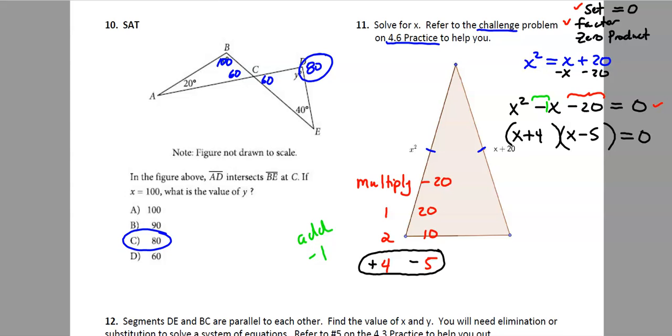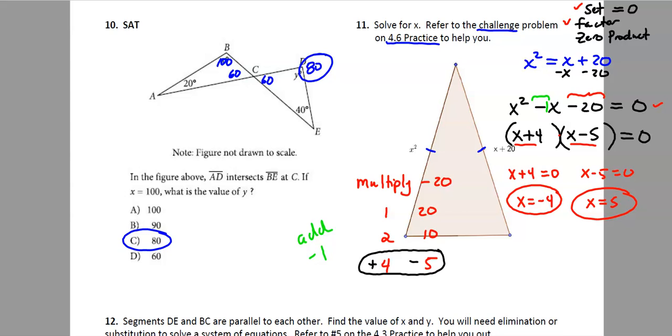Now I'm going to use the zero product property. And all that says is that if something times something equals 0, one of them's got to be 0. So when is x plus 4 equal to 0? Well, that occurs when x is negative 4. When is x minus 5 going to be 0? Well, that occurs when x equals positive 5. So those are my two answers, negative 4, positive 5.